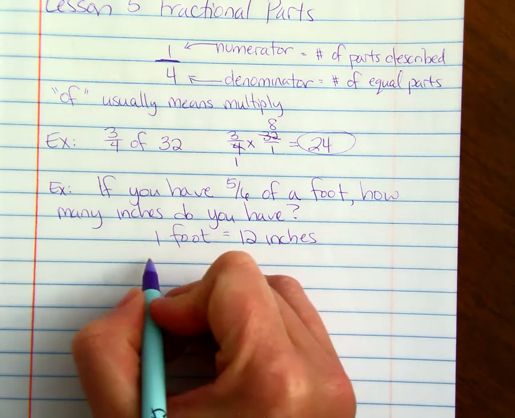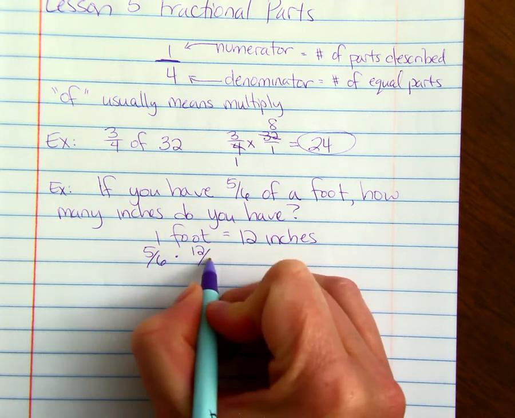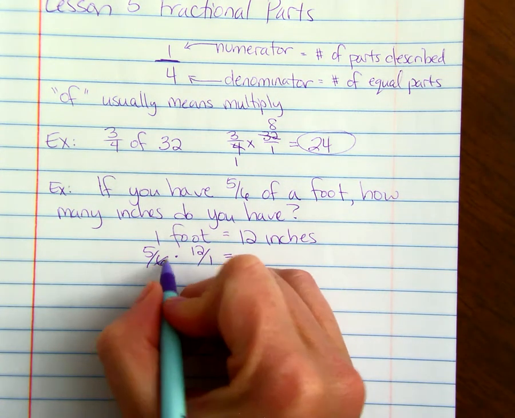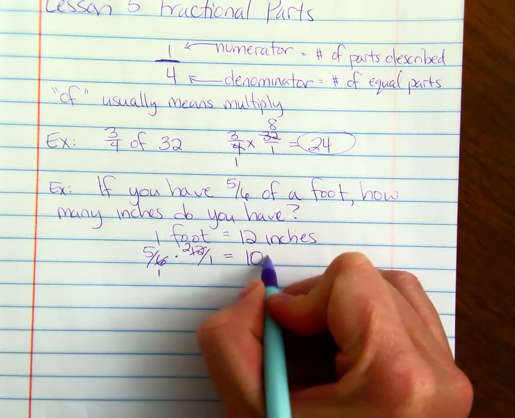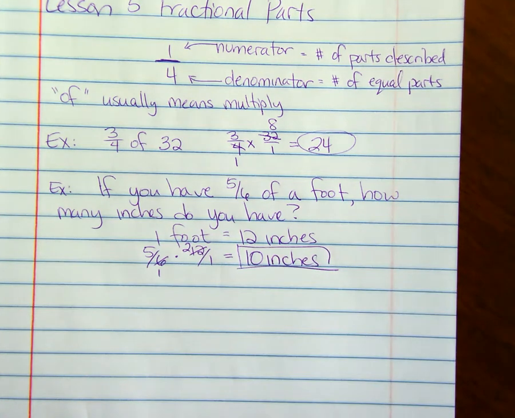So we could do 5/6 times 12 divided by 1. We can cancel. 6 divided by 6 is 1. 12 divided by 6 is 2. 5 times 2 is 10 inches. So the answer would be 10 inches.